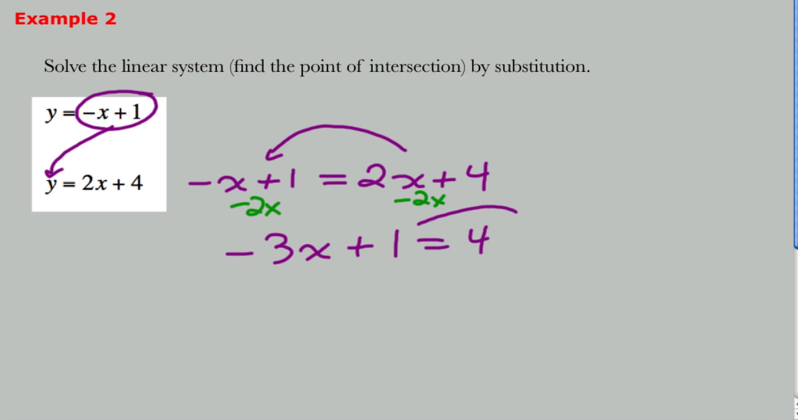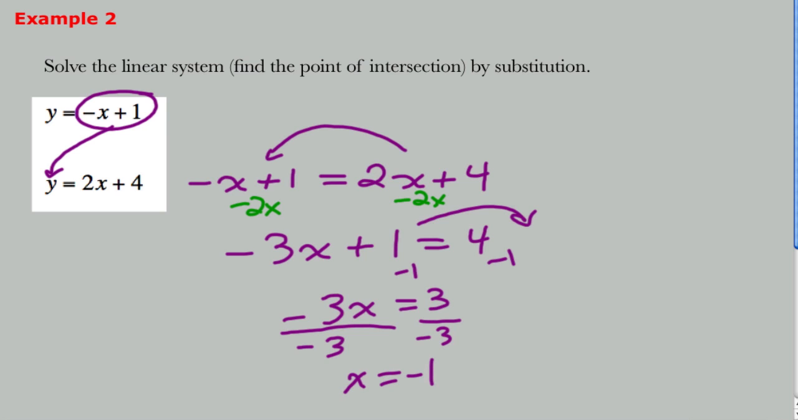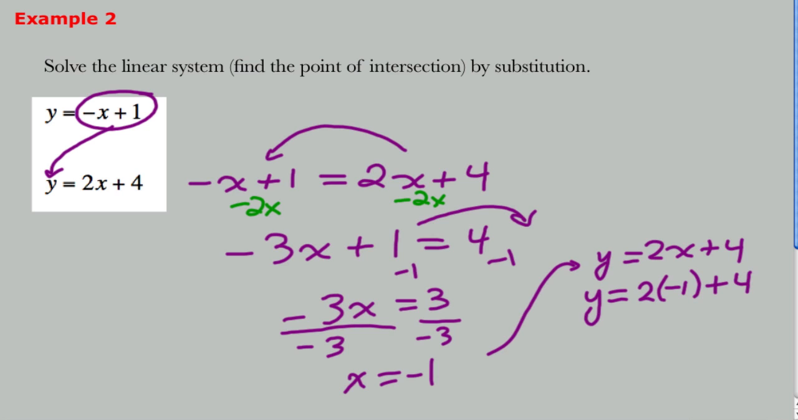And now we might like to bring the 1 to the right-hand side, so we're going to have to subtract 1. So negative 3x equals 3. Divide both sides by negative 3, and we get x equals negative 1. Now at this point, it doesn't matter which equation you sub this back into. Maybe the second equation looks easier because there isn't a negative sign. Let's try subbing it back into y equals 2x plus 4. But you really do get to pick. So if x is negative 1, 2 times negative 1 plus 4, so y equals negative 2 plus 4, so we get y equals 2.